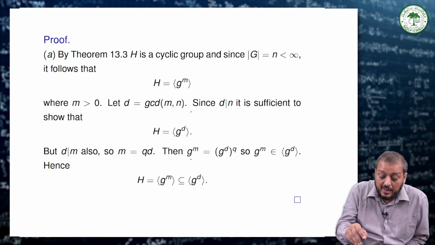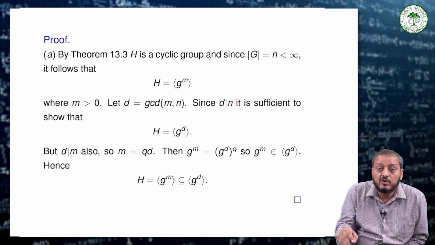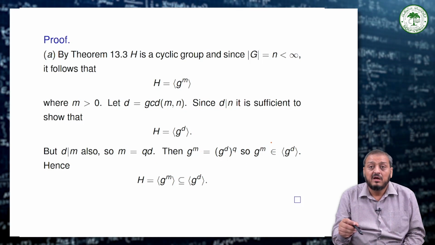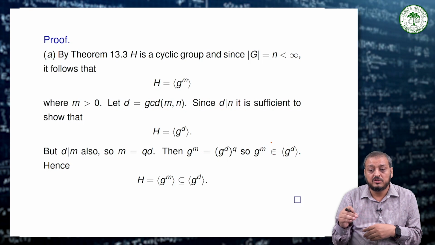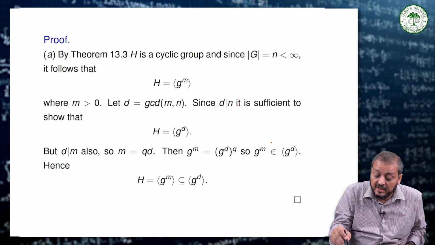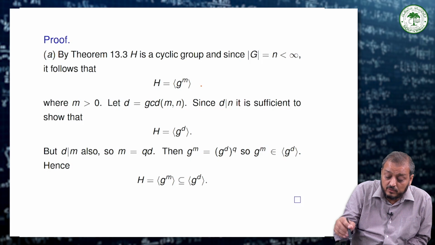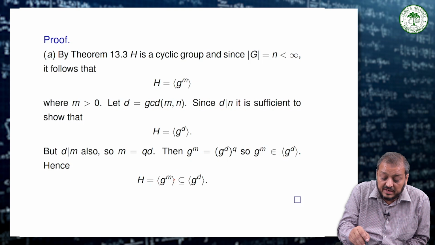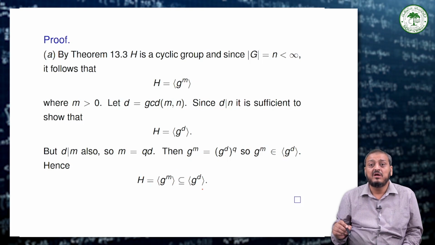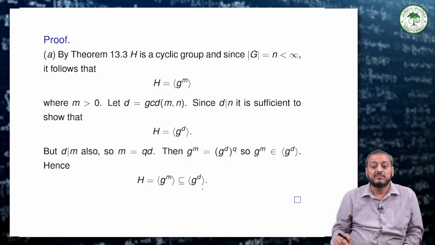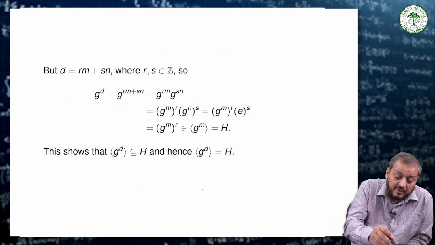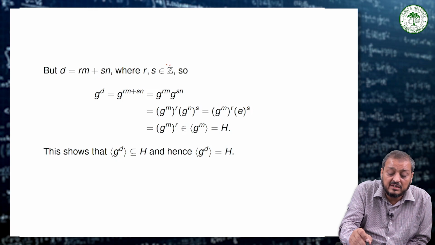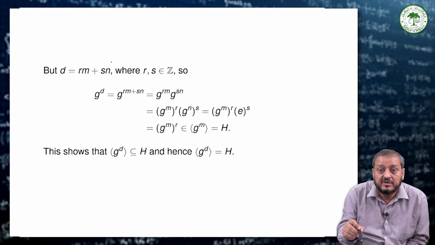Then g to the power m can be written as g to the power d, to the power q, and that means g to the power m belongs to the subgroup generated by g to the power d. Hence H, the subgroup generated by g to the power m, is contained in the subgroup generated by g to the power d. But d can be written as rm plus sn, where r and s are integers, by the division algorithm.